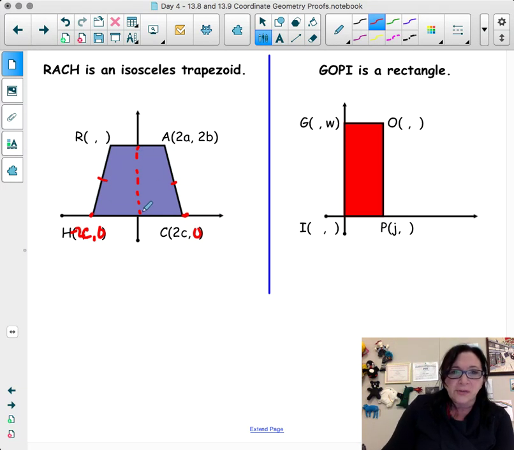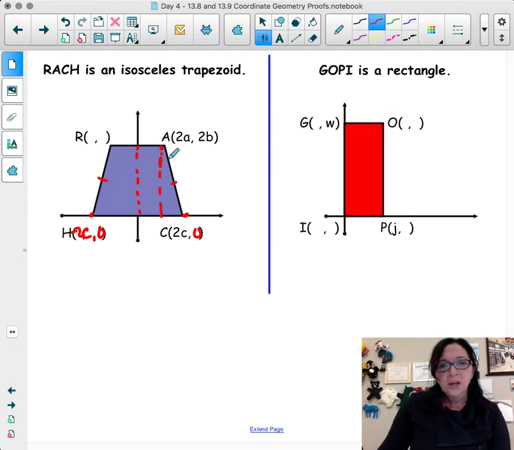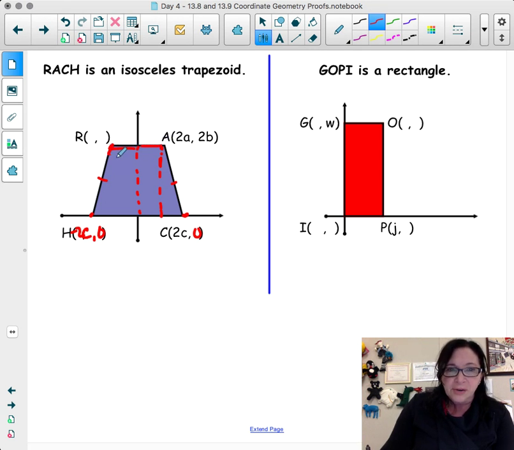Now this one is over 2a. Notice that this is aligned with this right here. It doesn't go all the way over. So from here to here is 2a, which means from here to here going in the negative direction will be negative 2a. And then how far did I go up? Well, I went up 2b.